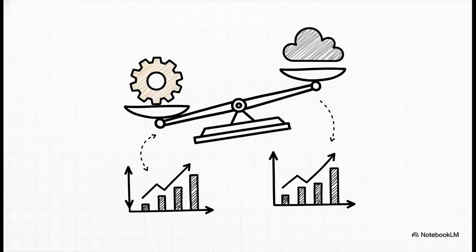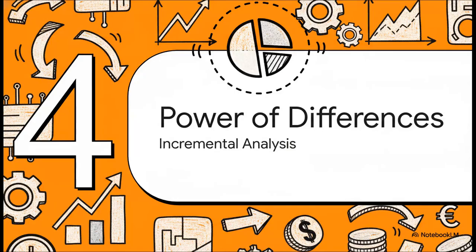Okay, so being able to map out one project is great. That's level 1. But the real magic, the skill that truly separates the pros, is using this tool to compare different choices. And that brings us to what I think is the most important concept we're going to talk about today. It's an idea called incremental analysis. And it's basically a mental shortcut for cutting through all the noise.